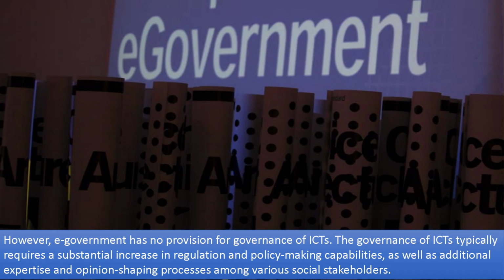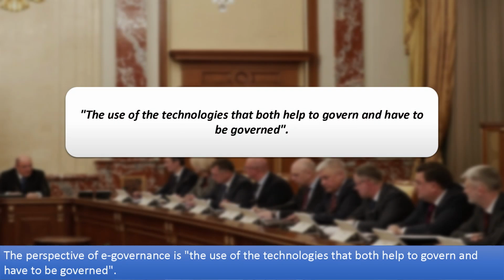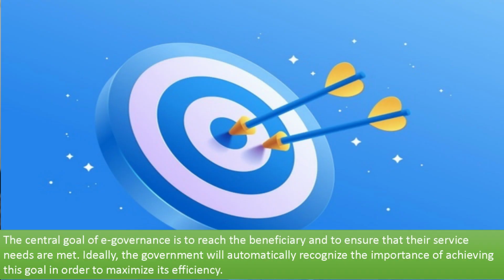The perspective of e-governance is the use of technologies that both help to govern and have to be governed. I think this is a USP behind e-governance: technology is a very important ingredient, because it not only facilitates the government, but sometimes also highlights where the government is lacking and in which domain it has to work more. The central goal of e-government governance is to reach the beneficiary and to ensure that their service needs are met. Ideally, the government will automatically recognize the importance of achieving this goal in order to maximize its efficiency.